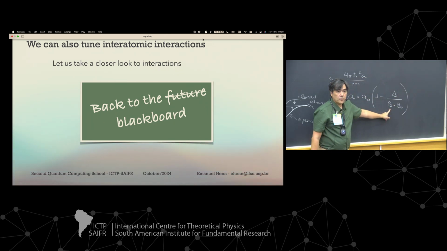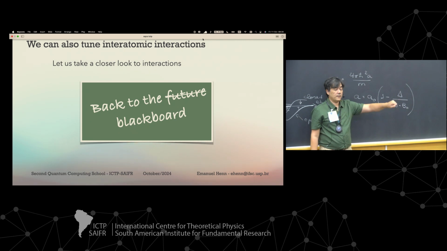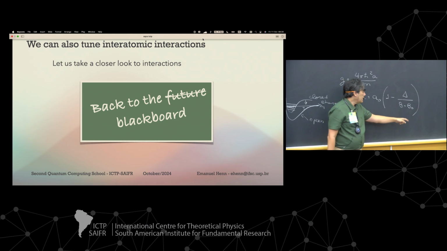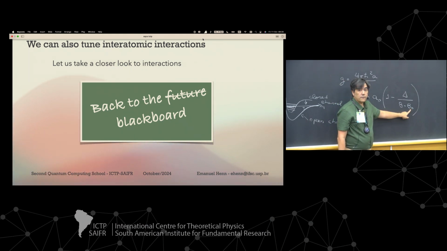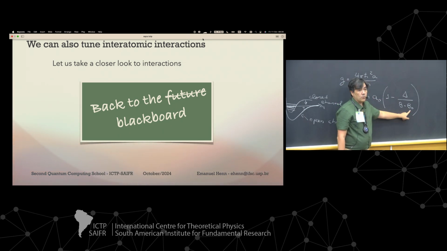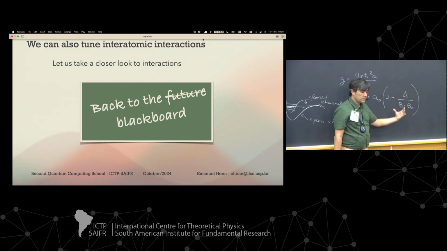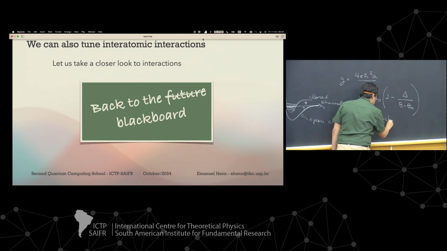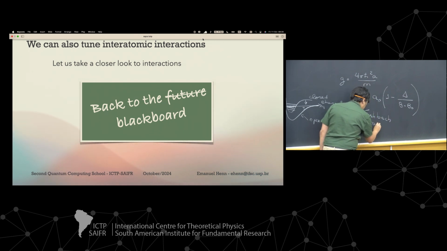B is the magnetic field that you control externally, literally with a knob in the lab, because you're controlling current. This is the central magnetic field where the scattering length goes to infinity, and this is the width of this feature. I'm showing examples, and this is called a Feshbach resonance. Okay, the name comes from nuclear physics, but it's the process resonance.